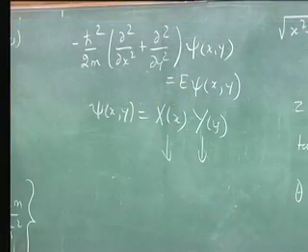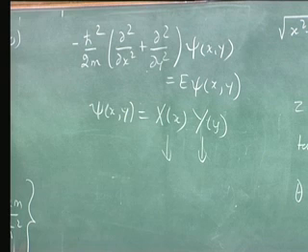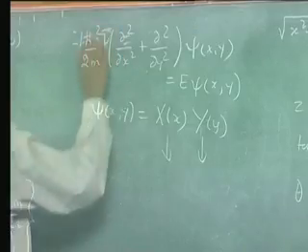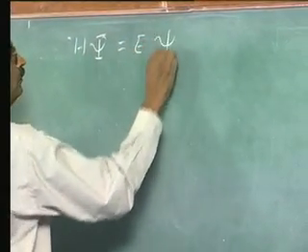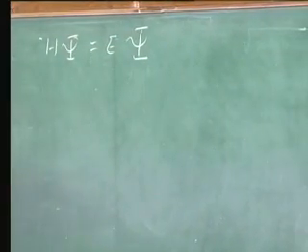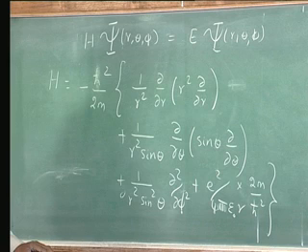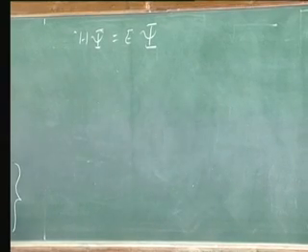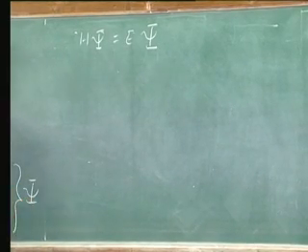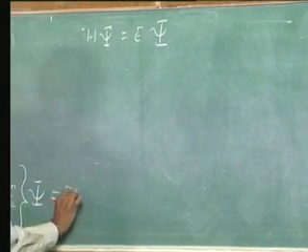Now there is a notation here. This is the H operator. So when you write H psi is equal to E psi, what it means is that this operator acting on psi, so if we write this as H psi, this whole thing is operating on psi to give E psi.